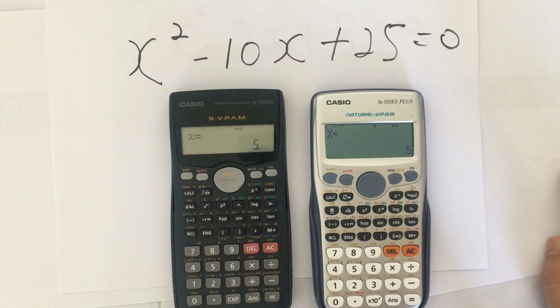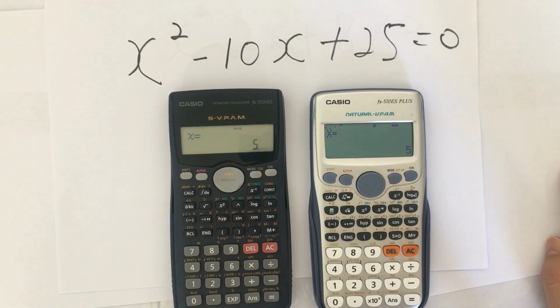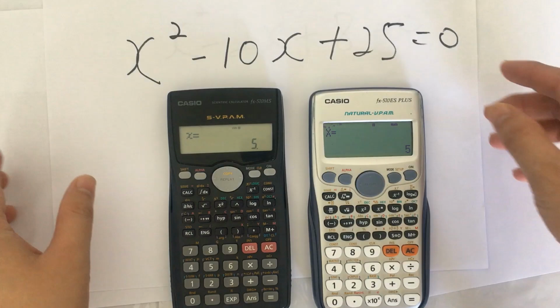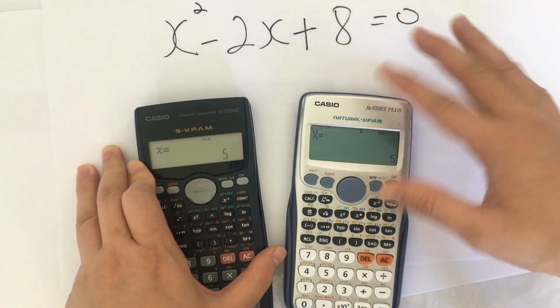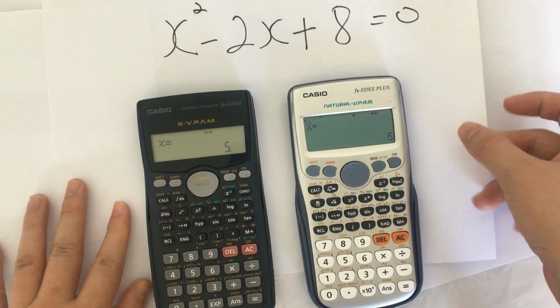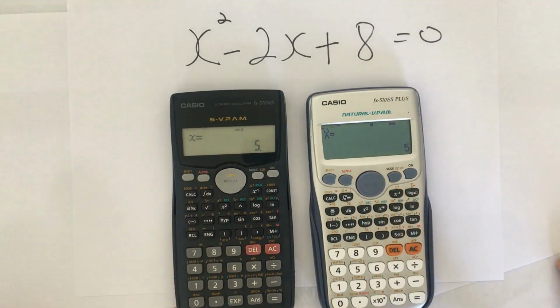Okay? The example that we did just now had 2 roots, and for this case, we have only 1 root. X equals to 5, same thing. Now the one last example. This is important. So please follow the instruction and do it together.